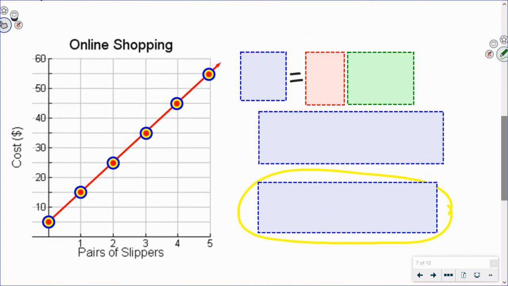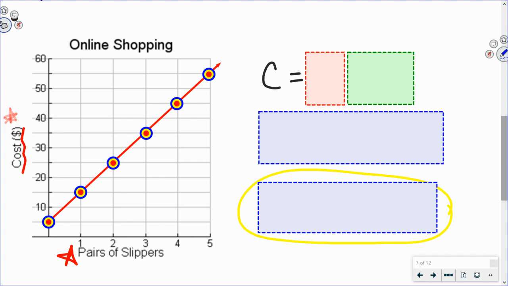Now, as an example, we're going to write an equation for this online shopping. I notice that it is the cost that depends on the pair of slippers. Because cost is the dependent variable, I'm going to go ahead and write cost equals.